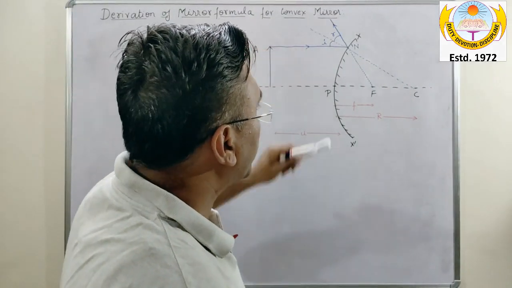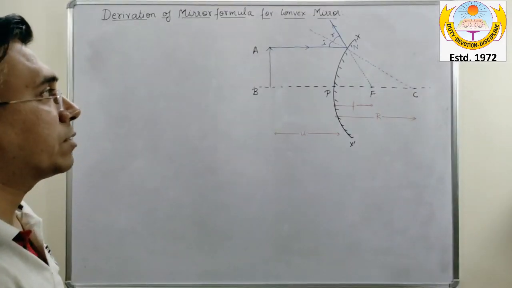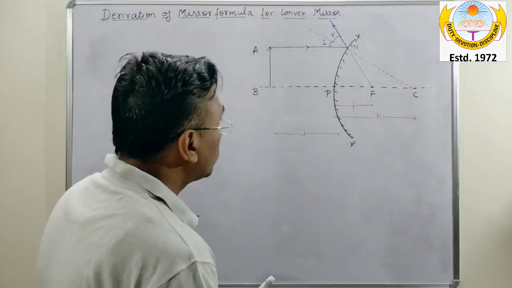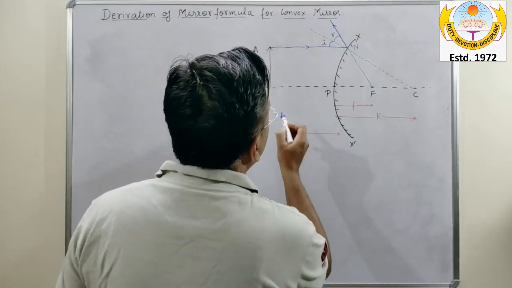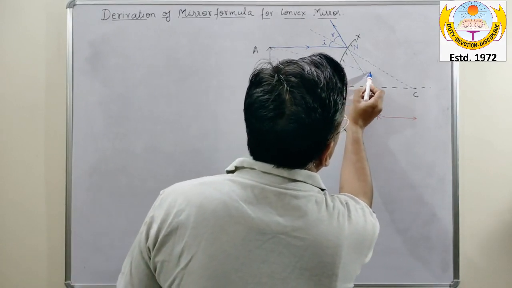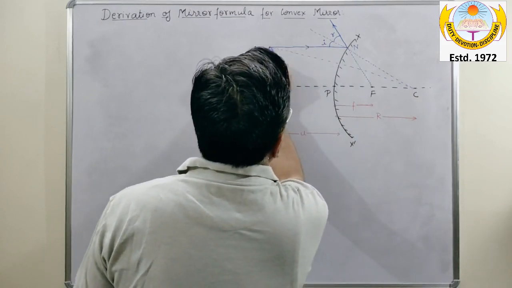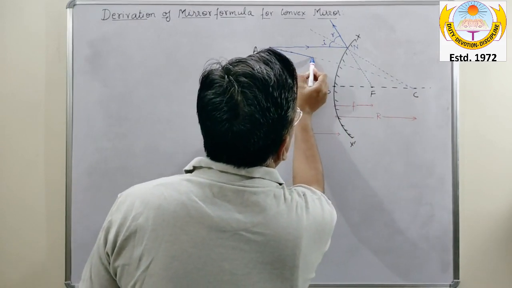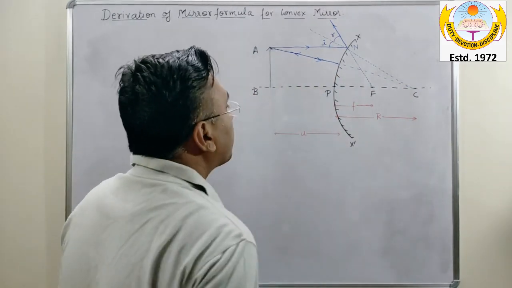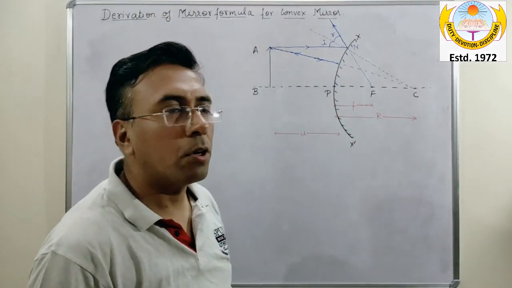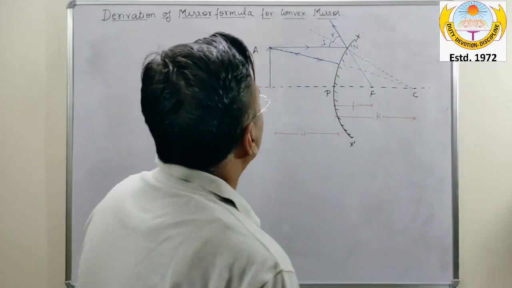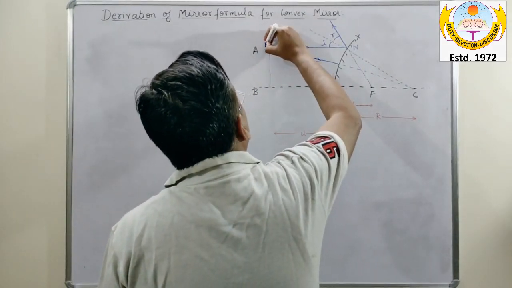Okay, now here we have only drawn one ray. In order to trace the location of image, we require minimum 2 rays. So another ray which we will trace is from point A. Say the ray is projected towards the center of curvature, then this light ray will retrace its path back. Means if any ray which is directed towards the center of curvature of the convex mirror, after reflection it retraces its path back.